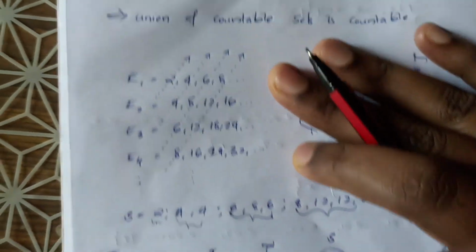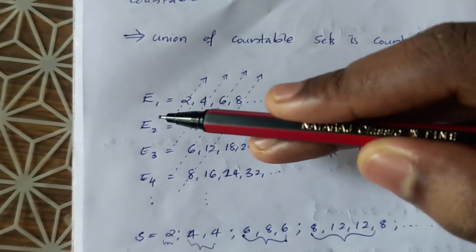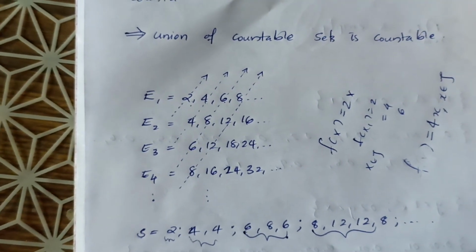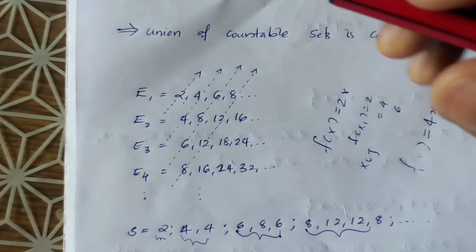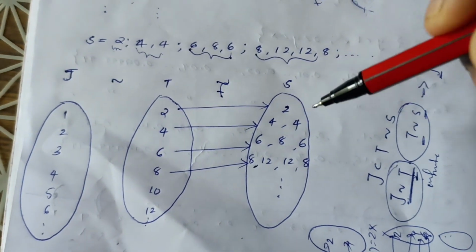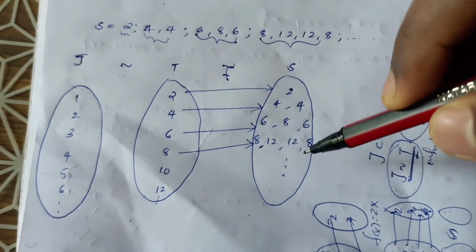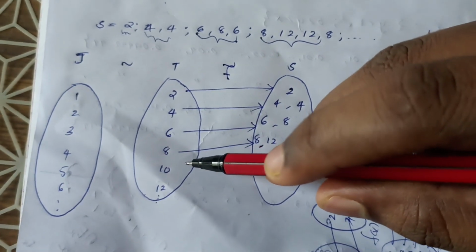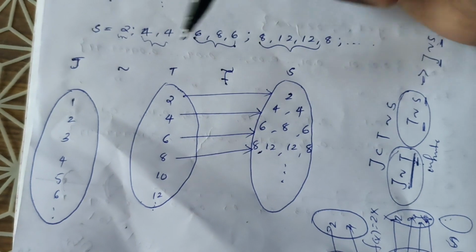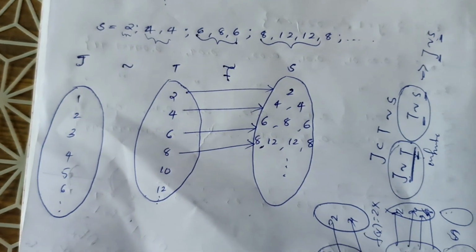We know that our S is constructed by the union of En. Each En is infinite because each En is countable. Each En is countable, so each En is infinite, and our S is made from these En, so our S is also infinite. So S is infinite means our T is also infinite. So there is a 1-1 correspondence between J and T. So J is equivalent to S. So our S is also countable.